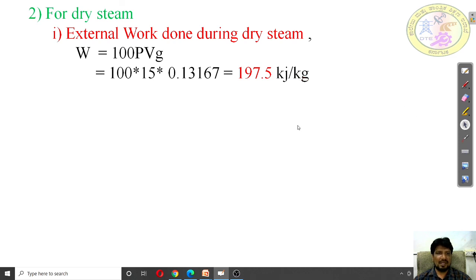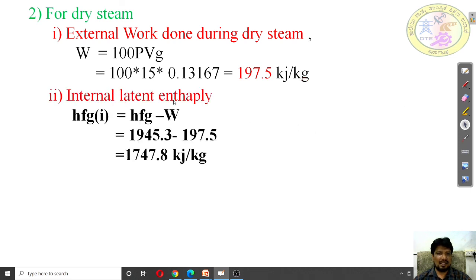Then you calculate the internal latent enthalpy. This is equal to Hfg minus the work done for a dry steam. Here Hfg from the steam table is 1945.3 minus the work done, 197.5. So the difference of this will give you the internal latent enthalpy.